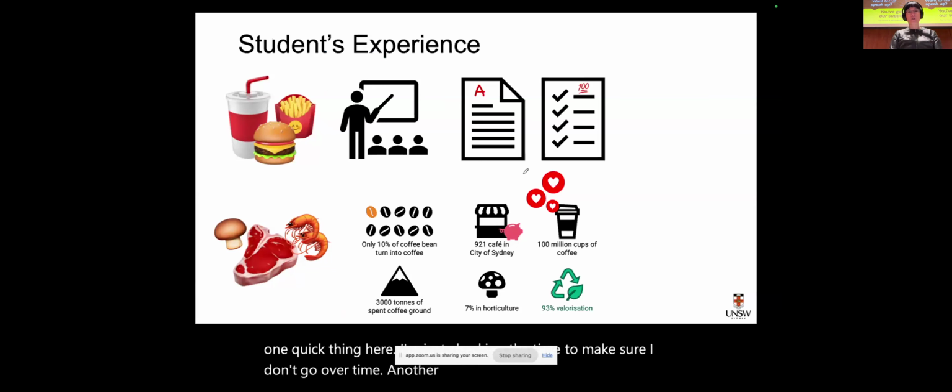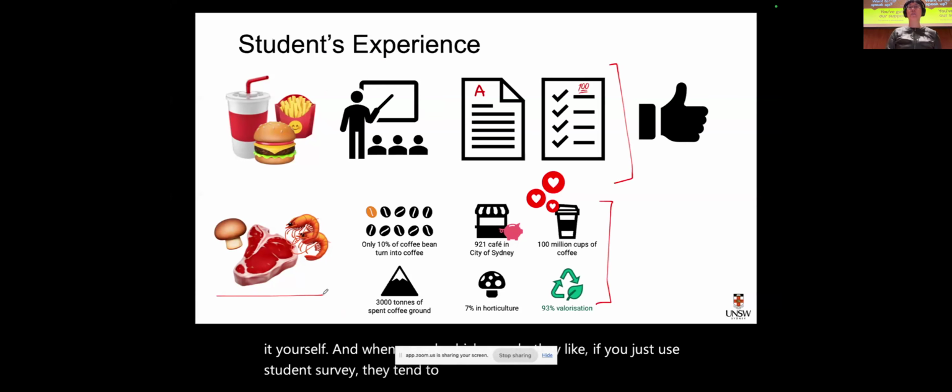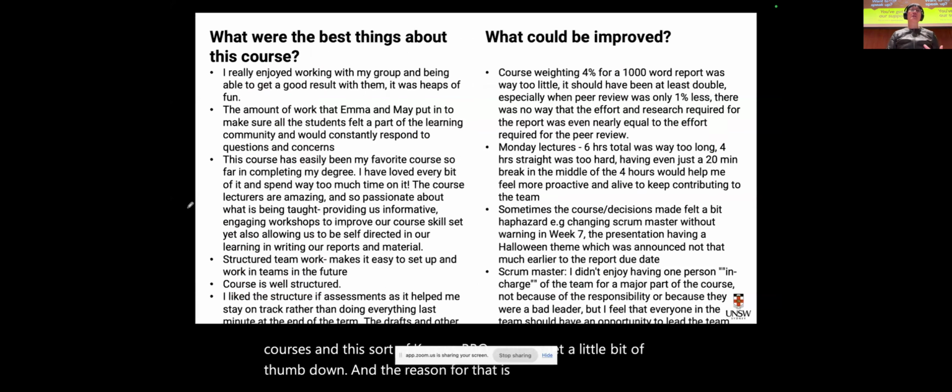Another issue with courses, if I show you the traditional 1994 courses, the McDonald's courses, and this sort of project courses, which are a bit more like Korean barbecue. You go to Korean barbecue, there's a buffet, and then you have to cook it yourself. And when we ask the students which one they like, if you just use student survey, they tend to say, hey, we like this sort of traditional courses, and this sort of Korean barbecue courses get a little bit of thumbs down. And the reason for that is because it's a course with a lot of moving parts, and many things can go wrong. And for us to actually understand what's going on in the students' course is also quite tricky. So these are the comments that my students will give me after a course like Desert 2000.